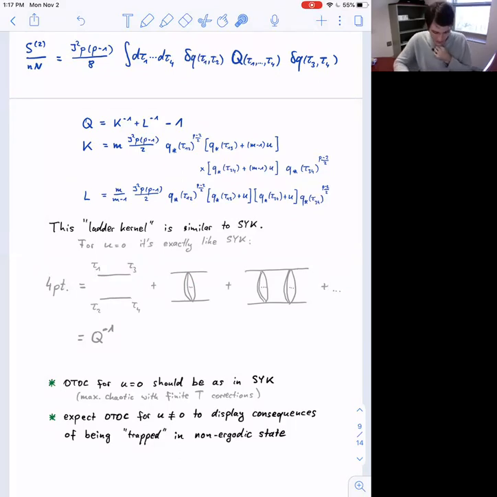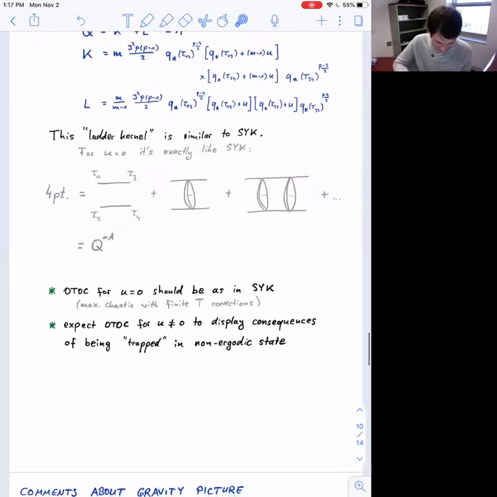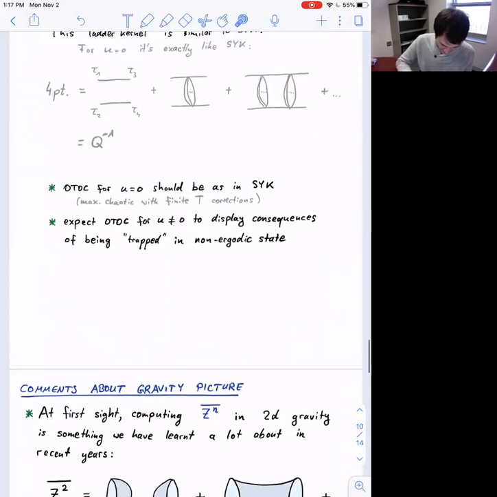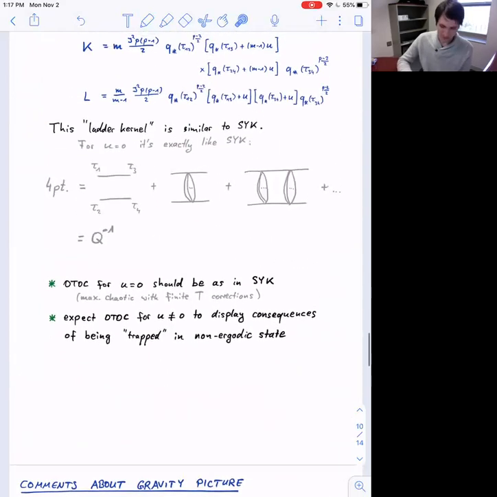All right, so that's as far as I'll tell you about this model for now. Now I have a few comments about gravity. I should say I'm not sold on any of this. These are really just comments.